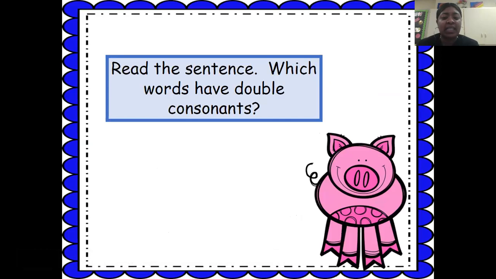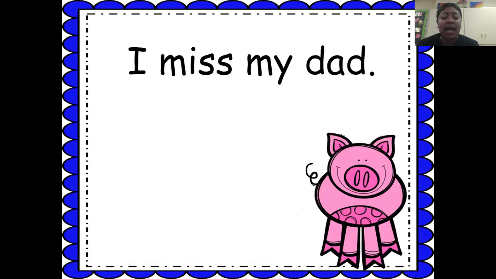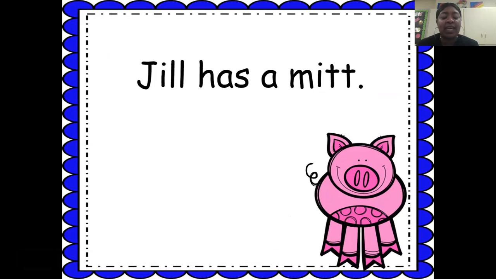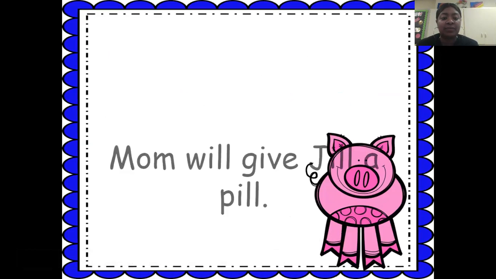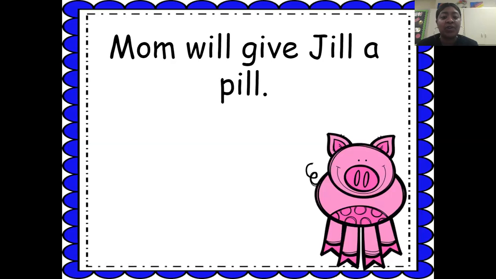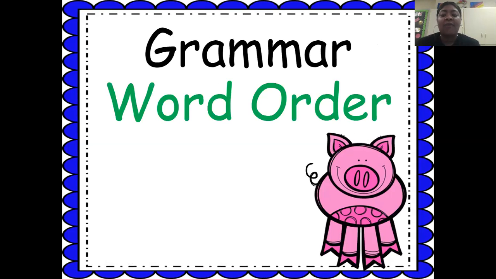All right, let's read the sentence. Which words have double consonants? I miss my dad. What word has two of the same letters? Miss. Jill has a mitt. I see two in this sentence. Jill and mitt. Mom will give Jill a pill. I see three in this one. Will, Jill, pill.